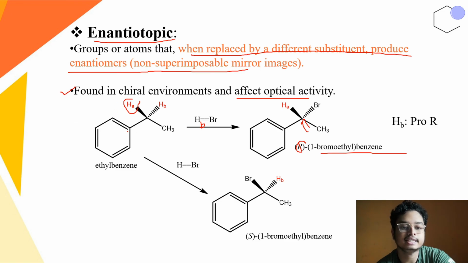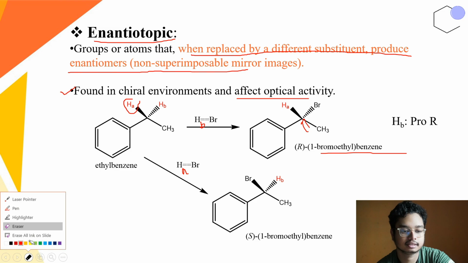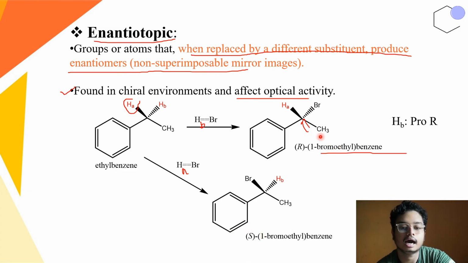Similarly, if we change HA with Br, then we find that the stereochemistry is changed again. Initially it was R, and now it will be S. So that means these two are nothing but enantiomers of each other, they are non-superimposable mirror images. That means HA and HB are enantiotopic in nature. Now interestingly, we can see that this carbon is a prochiral center, because changing one group will lead to enantiomers, that means a chiral center.